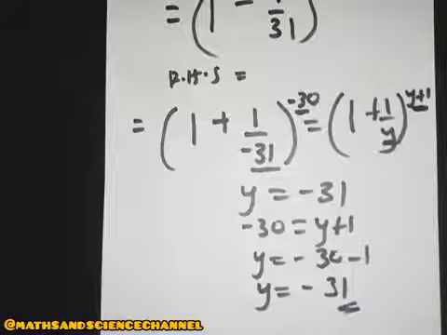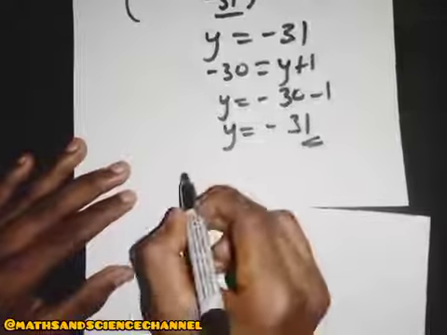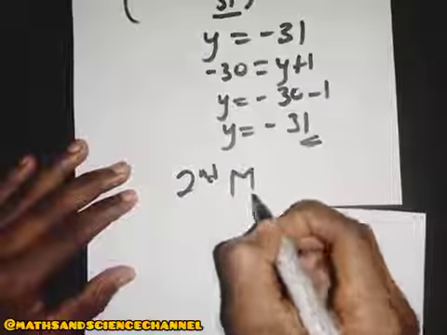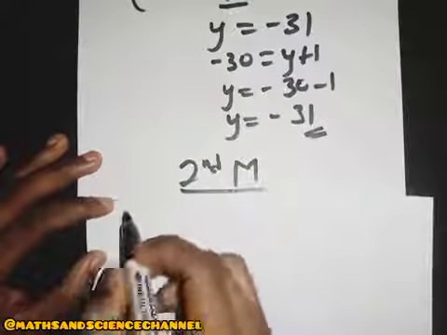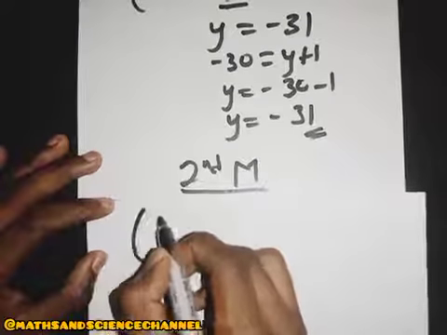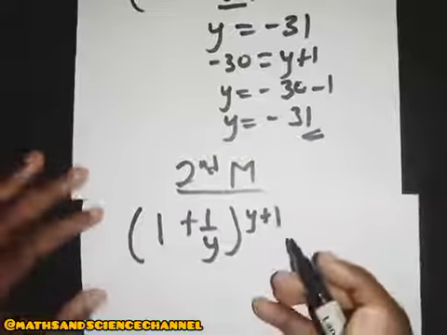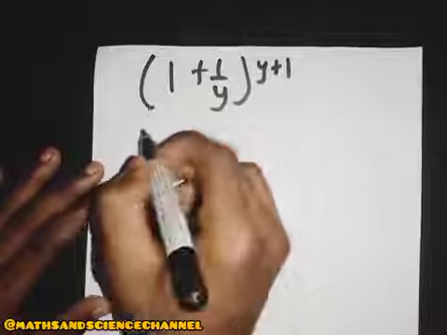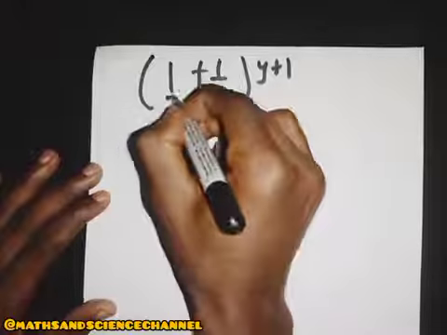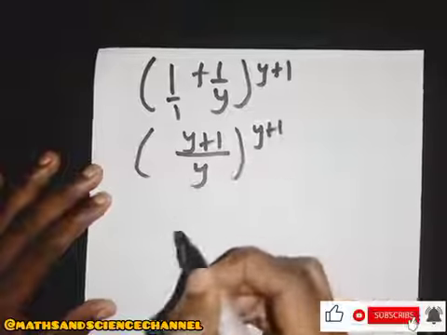Now for the second method, what I'm going to do is to take the right hand side and make it look similar to the left hand side. So for the second method, we have the right hand side. The right hand side is just 1 plus 1 over y, and then to the power y plus 1. Let's further simplify this. We are going to go through the same steps as the first one. We simplify this, LCM is y, and then we have y plus 1, and then to the power y plus 1.